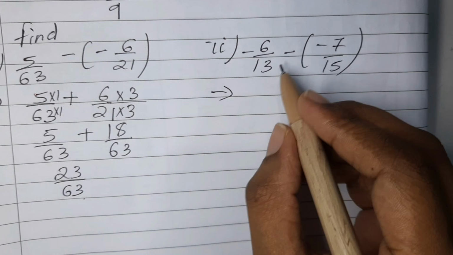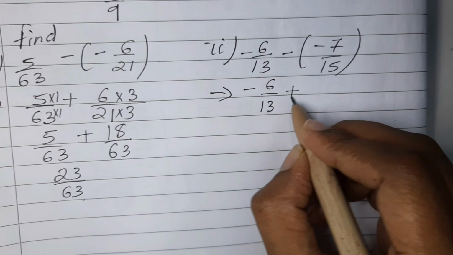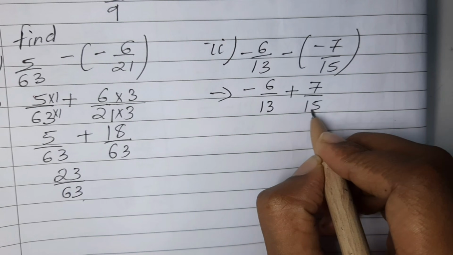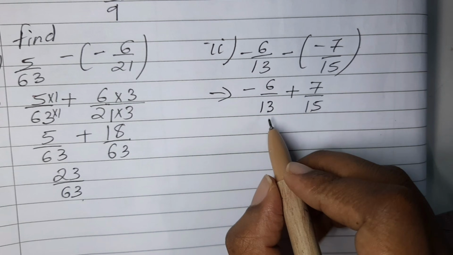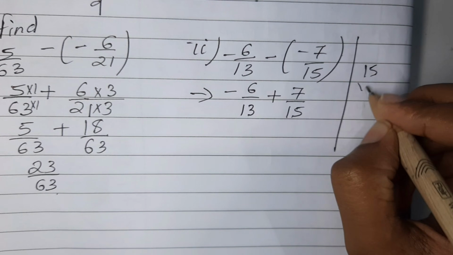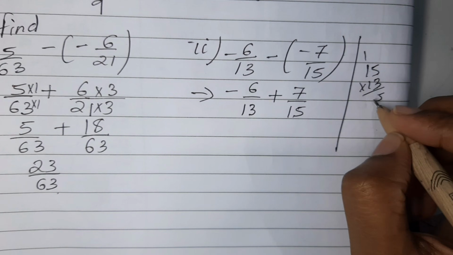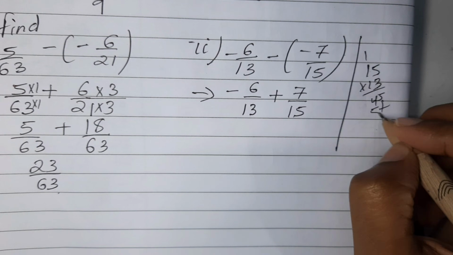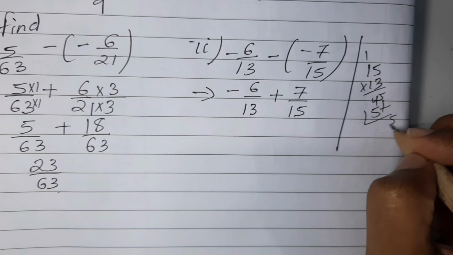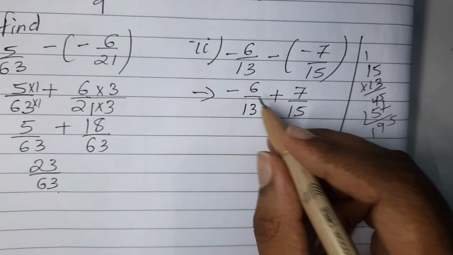So let us do the second one now. We have to find this value. So write down minus 6/13, minus into minus plus 7/15, it is, right? So let us multiply the denominators. 15 multiplied by 13, 3 fives are 15, 3 ones are 3, 4 plus 1 is 5, 1 one is 1. So 195 is the denominator. We have to cross multiply.